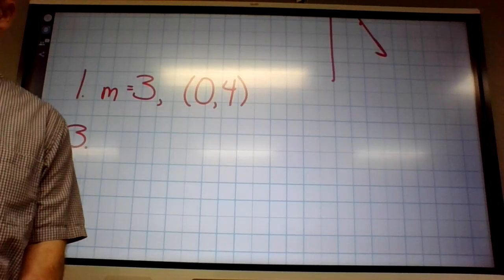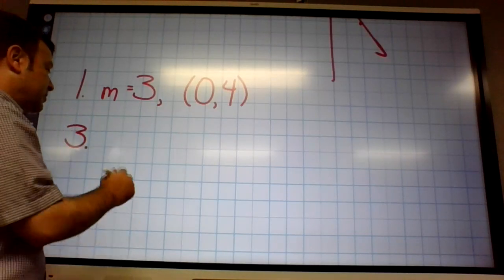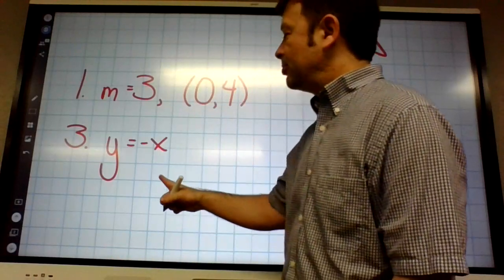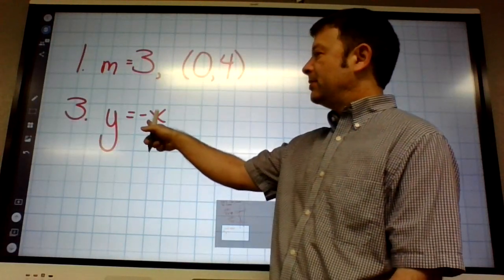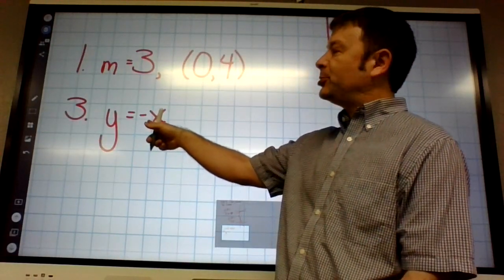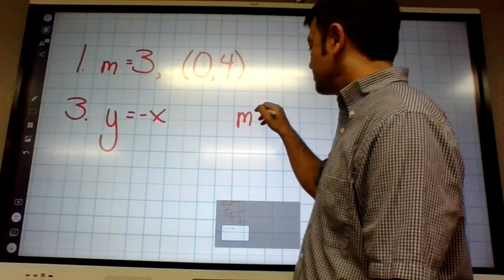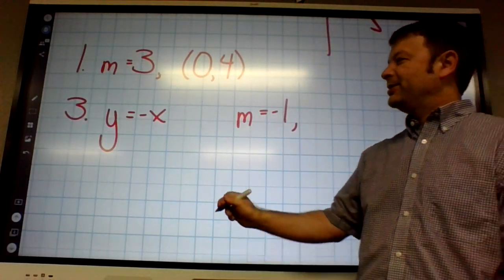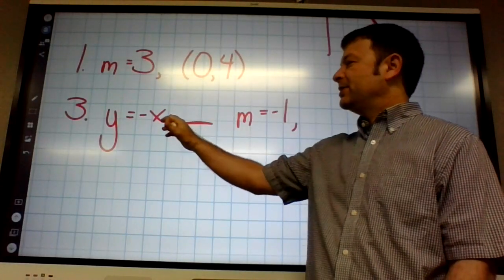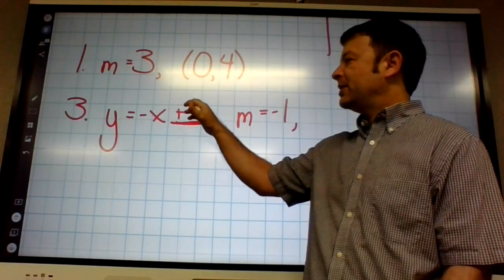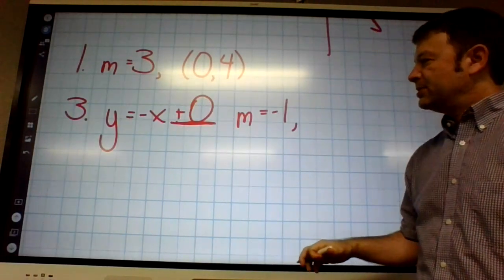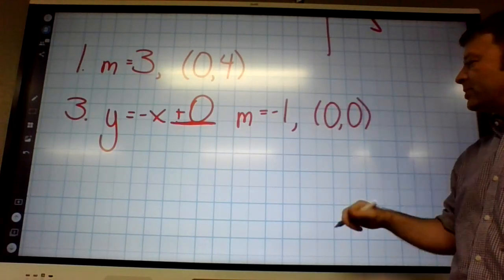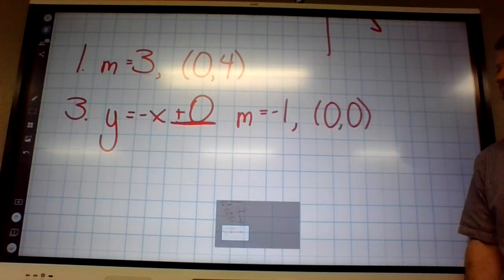Okay, number 3, this is kind of a trick one, it says y equals negative x. So what is the slope? -1. Right. What number is in front of the x? There's an invisible 1, so it's -1. What is the y-intercept? 0. Yeah. There's no number out here, so that's like a 0. So it's going to cross the y-axis at 0, or (0, 0).